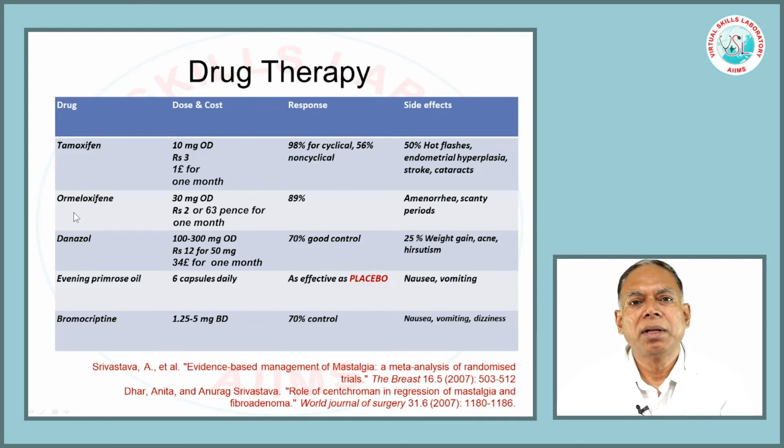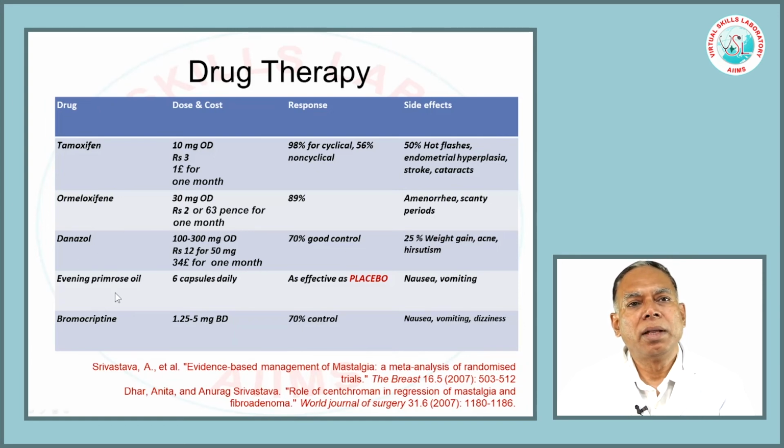Ormeloxifene or Centchroman is the preferred drug for severe cyclical mastalgia if ovaries are normal and there is no feature of polycystic ovarian syndrome. It is very well tolerated, is very effective in majority of these patients. It is very reasonably priced, 2 to 3 rupees a tablet, and side effects again are minimal in the form of oligomenorrhea or even amenorrhea, which again gets controlled and menstrual cycle reverts to normal once the lady stops taking Centchroman.